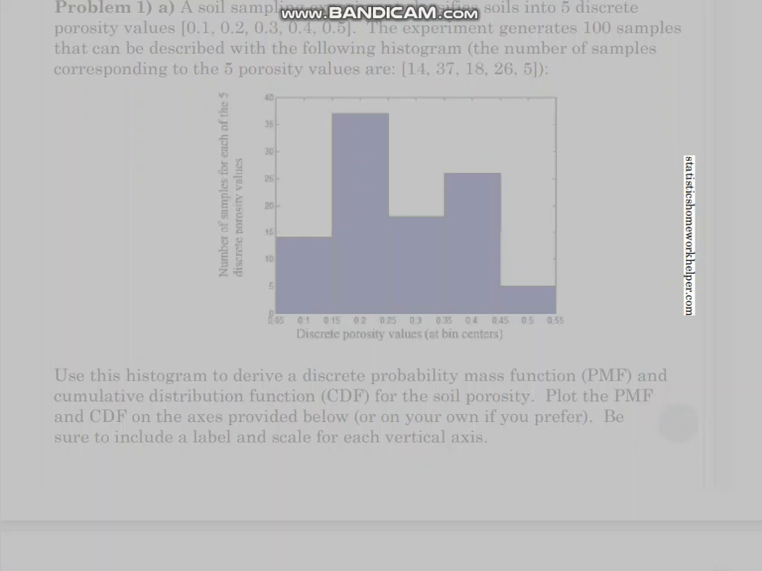Use this histogram to derive a discrete probability mass function, PMF, and cumulative distribution function, CDF, for the soil porosity. Plot the PMF and CDF on the axes provided below, or on your own if you prefer. Be sure to include a label and scale for each vertical axis.